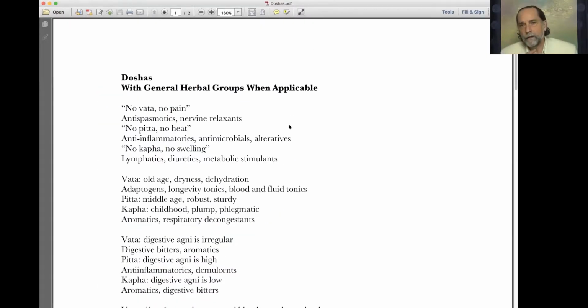So some Ayurvedic saying, no vata, no pain, okay? No pitta, no heat, no kapha, no swelling. Well, so what are the herbs? Well, with vata, we use antispasmodics and nervine relaxants primarily. Okay, that's one way. There's more to vata than just that. But pitta, anti-inflammatories, antimicrobials, alternatives, meaning blood purifiers. No kapha, no swelling. That means lymphatic herbs, diuretics, metabolic stimulants, all right? So now I'm going to start connecting the herbs into this information more.